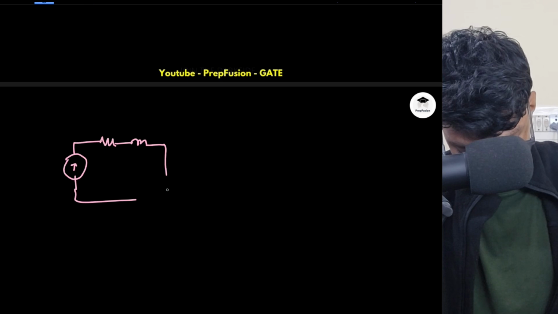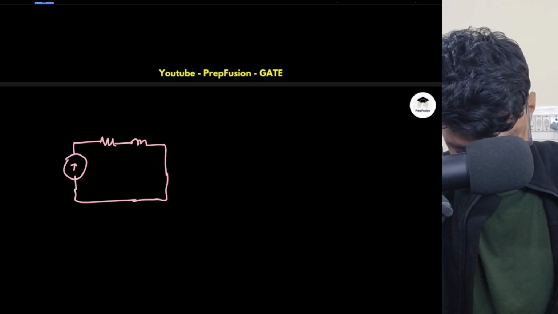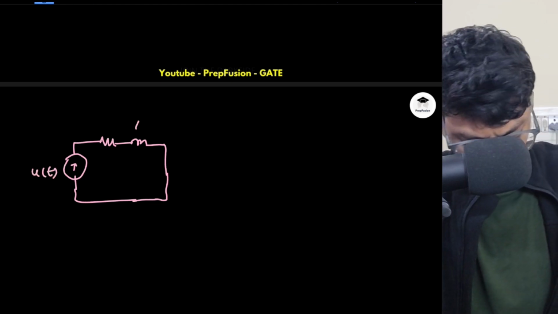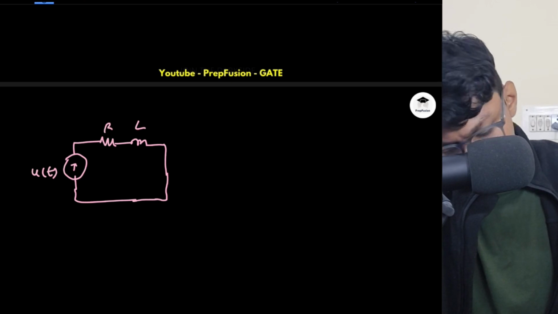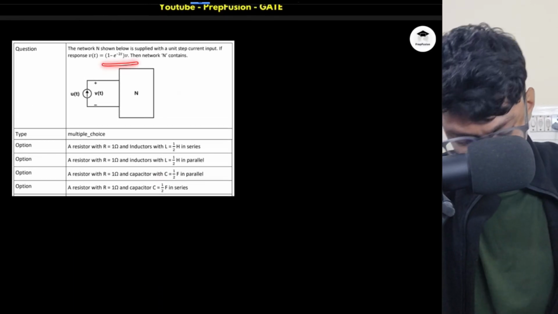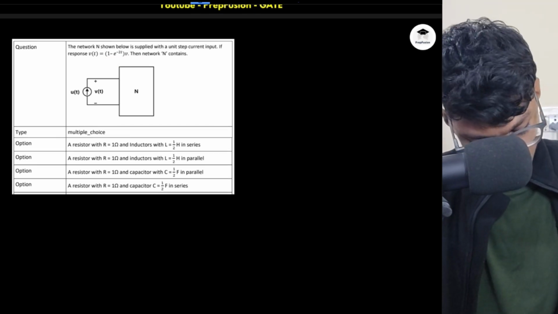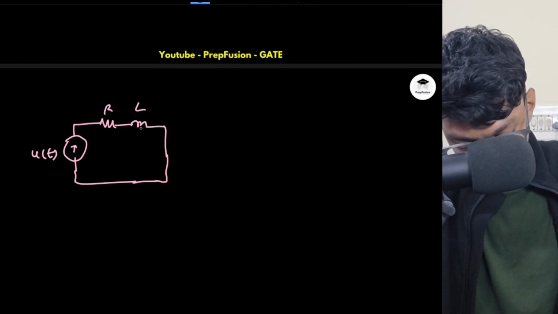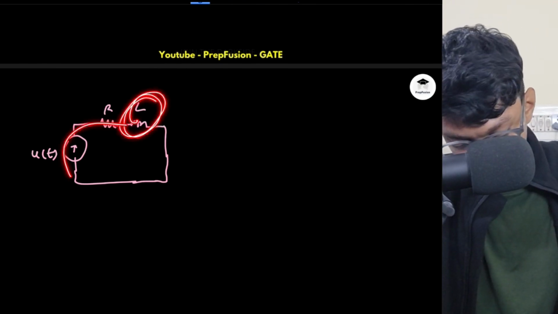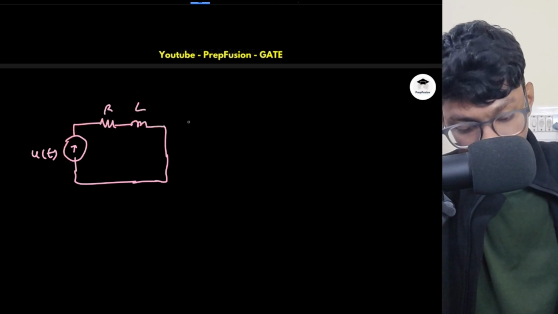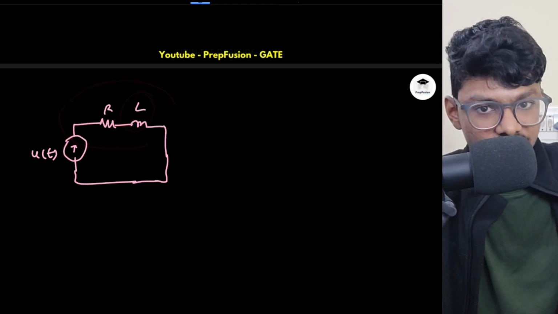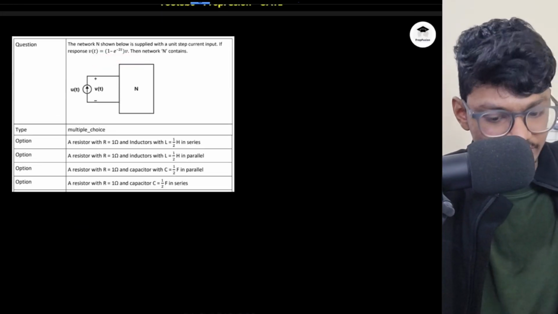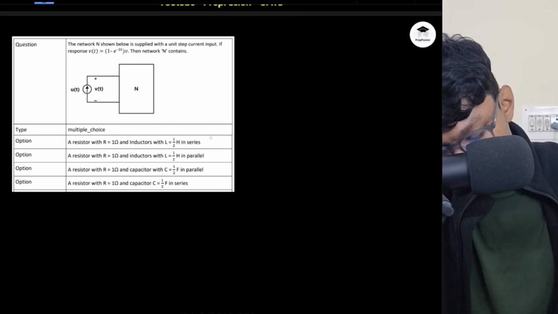One is a unit step input with an RL circuit. If I am giving a unit step input to an RL circuit, is it possible to get a response like this exponential? Actually, it is not possible. Why? Because at t equal to 0, initially the inductor was uncharged, and 1 ampere current is flowing. Then it will give an impulse voltage as a response. But here no impulse voltage is present. So obviously this option is automatically eliminated.